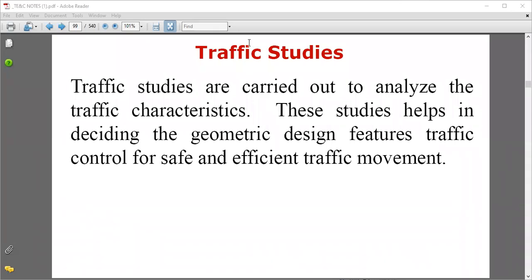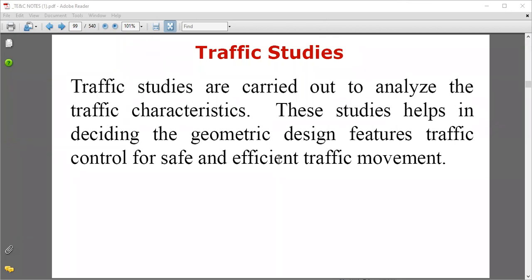So why do this traffic study? We have to know what type of traffic is going on this road. Is it mixed traffic, or are only big vehicles going over there, or only small vehicles? So we have to collect the information about which types of vehicles are going on the road, and we have to analyze that data from these traffic studies.